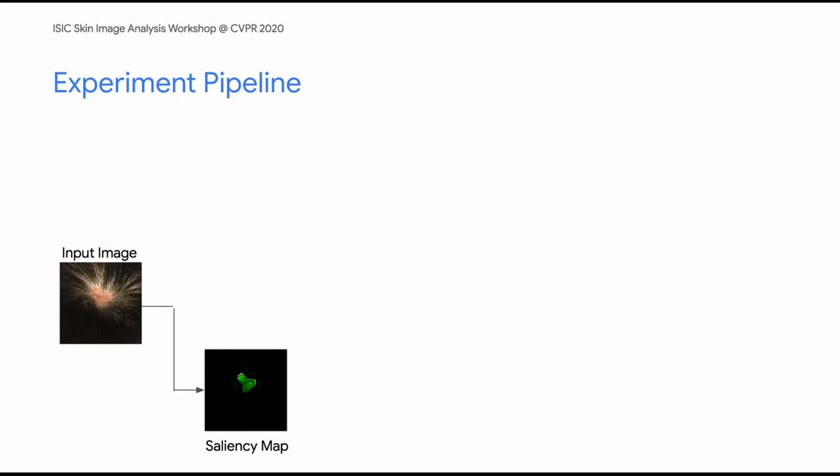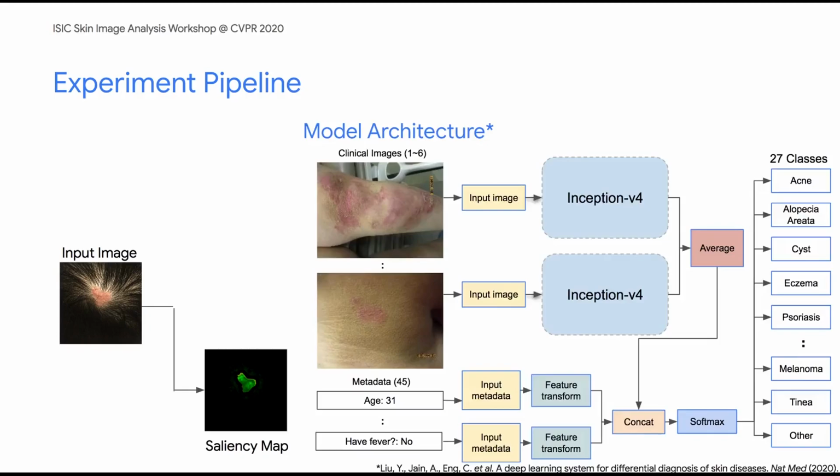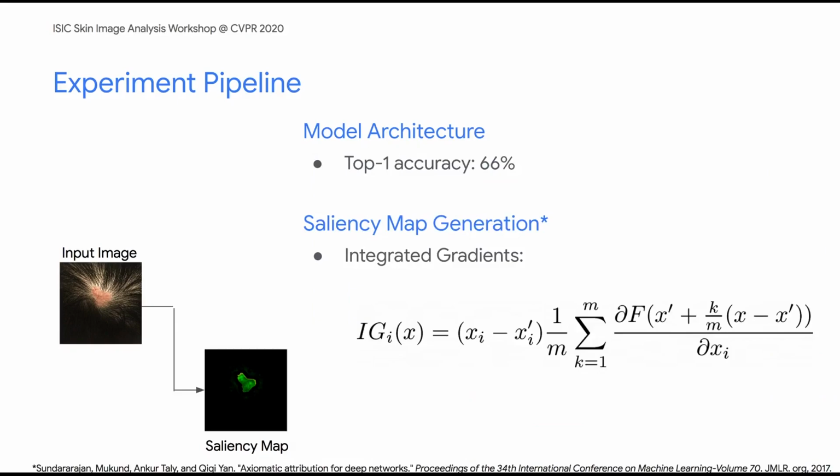For each image, we also computed a model explanation describing the important input features for a skin condition classifier. The classifier we used is a neural network presented in the paper, A Deep Learning System for Differential Diagnosis of Skin Diseases. That model has several arms based on an Inception v4 architecture, which takes in images. The metadata for each case is concatenated at the pre-logit layer. This model achieved a top 1 accuracy of 66% on 27 conditions, which is superior to primary care physicians and on par with dermatologists.